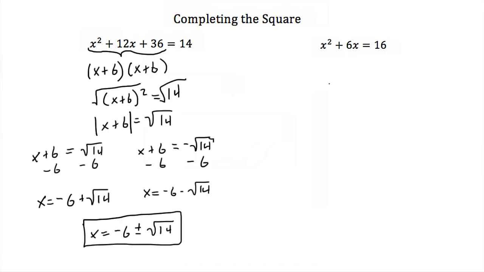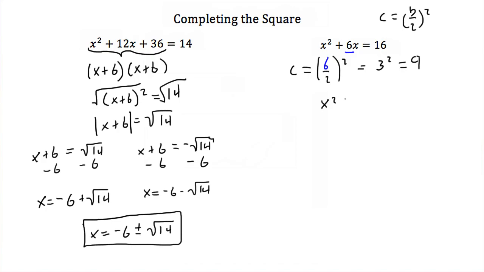But if we want to, we can make it a perfect square trinomial. Remember, if we have a perfect square trinomial, our c term is equal to b over 2 squared. So if my b is 6, that means that our c is equal to 6 over 2 squared. Well, 6 over 2 is 3, so this would be 3 squared, or 9. So our c would be 9.